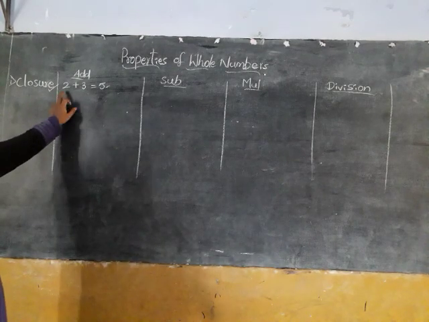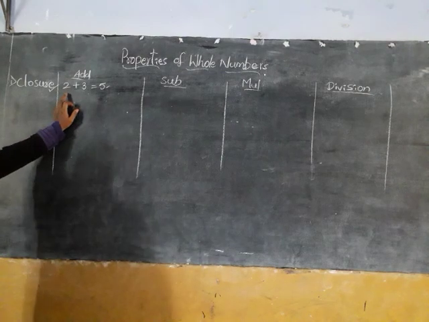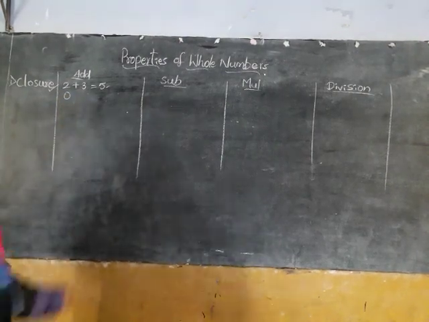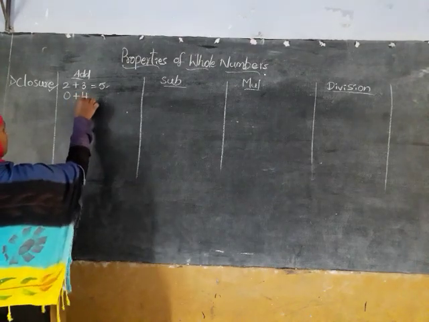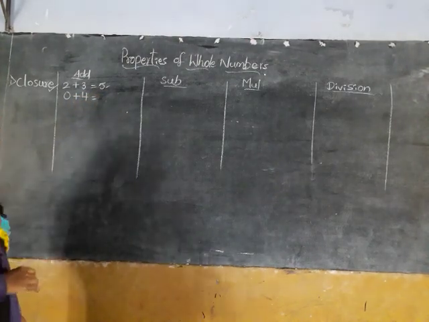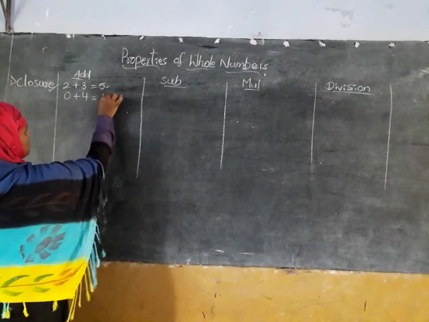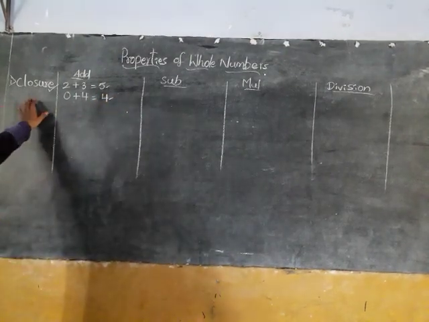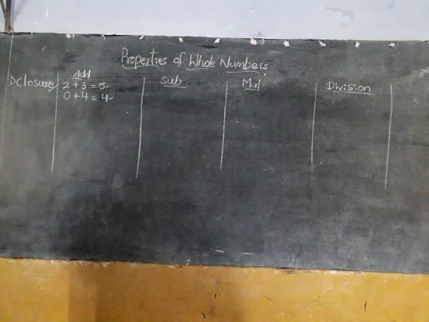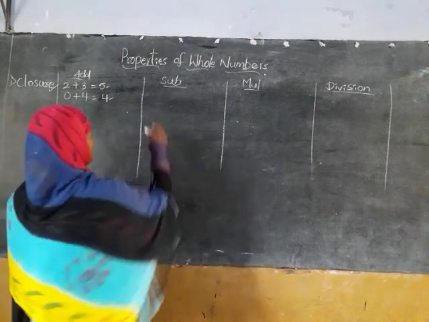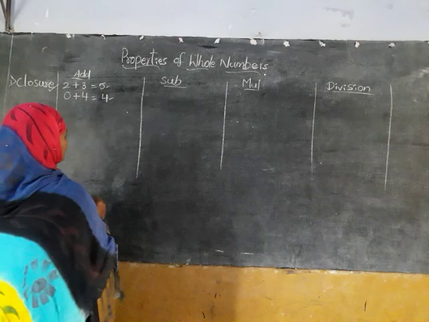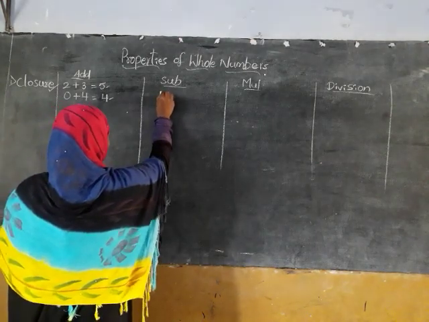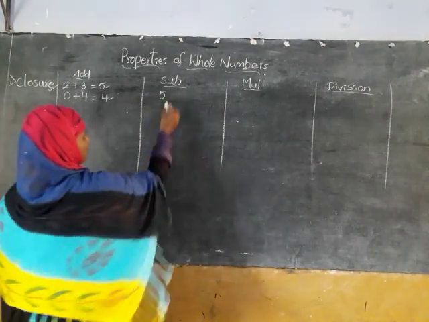Take one more example, 0. 0 is in the set of whole numbers. Let me take 4. 0 plus 4 is nothing but 4, which is also in the set of whole numbers. From this we can say that closure property is satisfied under addition. Next we move to subtraction.